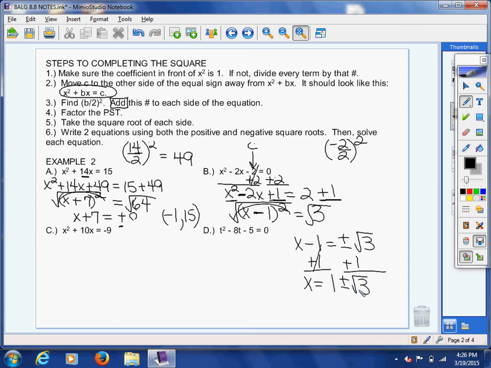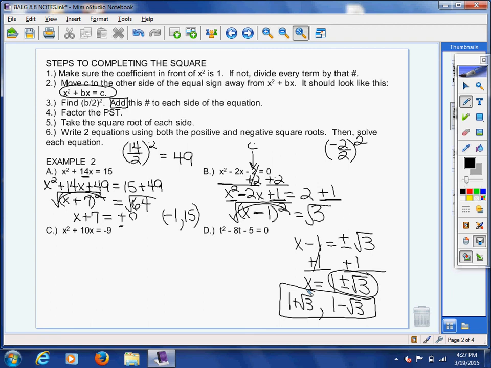So my two answers are, here's my first x-intercept, 1 plus the square root of 3, and here's my second x-intercept, 1 minus the square root of 3. Those are the two. So you can either write it all in one, that's two answers just written in one line, or you can write them separately like this and show them separately. It doesn't matter, they're equally correct.